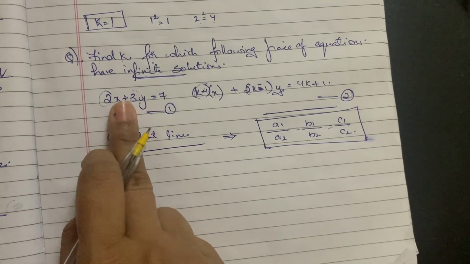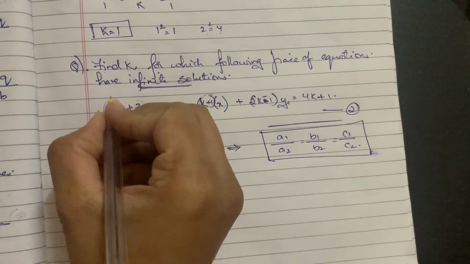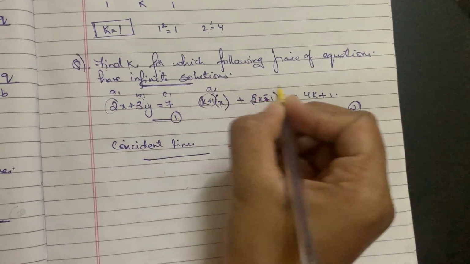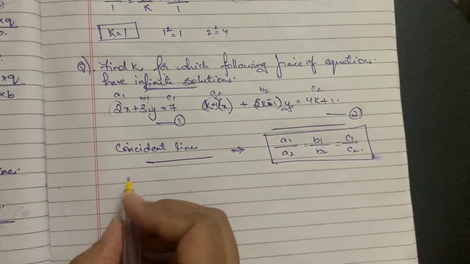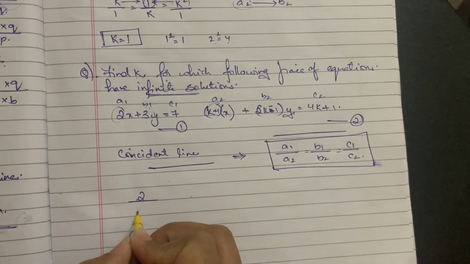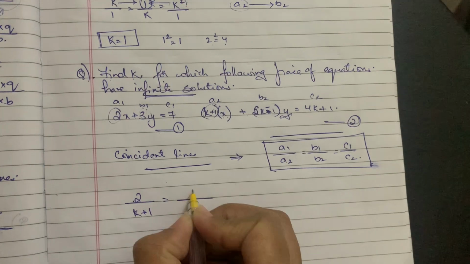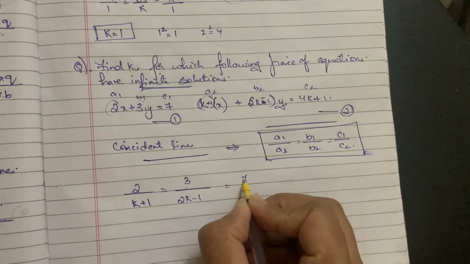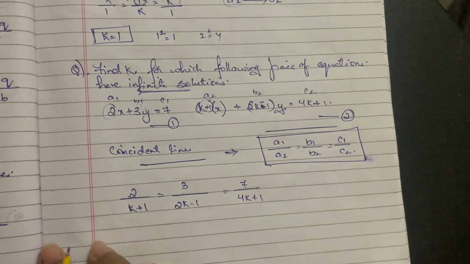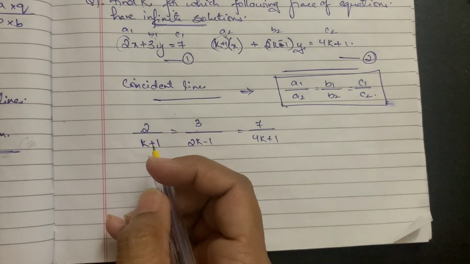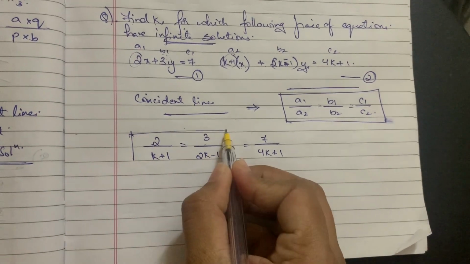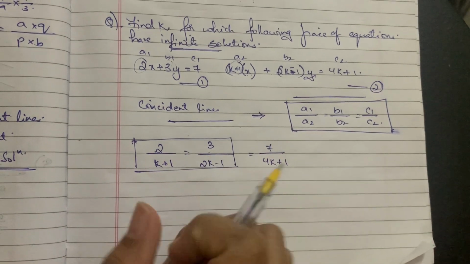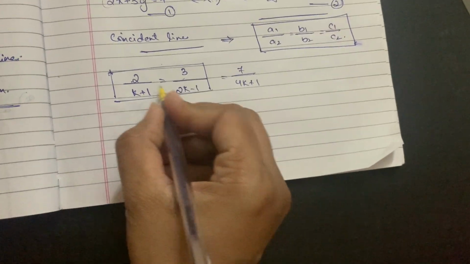So I'm going to write, this is my equation 1, a1 a2. If it is difficult for you, write it down, a1 b1 c1 a2 b2 and c2. Then take the ratios of it. a1 by a2, that is k plus 1 upon 2, is equal to 3 upon 2k minus 1, is equal to 7 upon 4k plus 1. Now this becomes quite difficult for us to simplify. So what I do is, I'll take the first two of them, cross multiply and simplify. Okay, so let's do that.